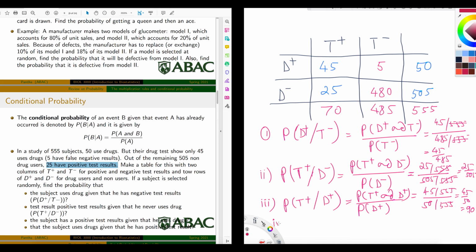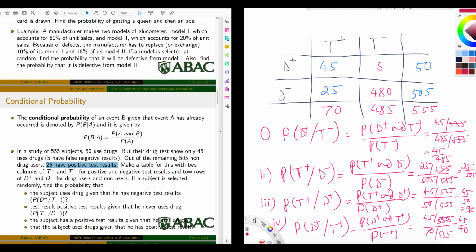How about the number four? Find the probability that the subject uses drug, probability of D plus, given that he has a positive test result. If a person has a positive test result, what is the probability that he uses drug? That's what it is asking, right? So probability of D plus and T plus divided by probability of T plus. That will be D plus and T plus is 45 over 100. Sorry, not 100, 555, right? Divide by, what is the probability of T plus? 70 over 555. So the answer is 45 over 70.